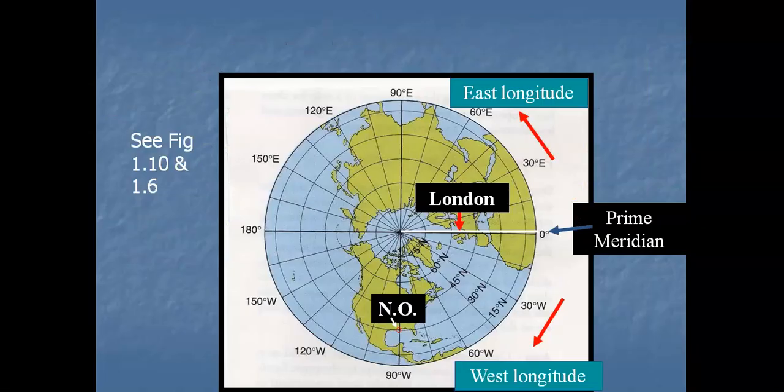Counting lines of longitude, all right? Now here we've got a map that's just showing the northern hemisphere. It's centered on the North Pole, and it's showing the lines of longitude radiating away from the North Pole, right? And of course, we're just showing the northern hemisphere, and this would be the equator here, all right?